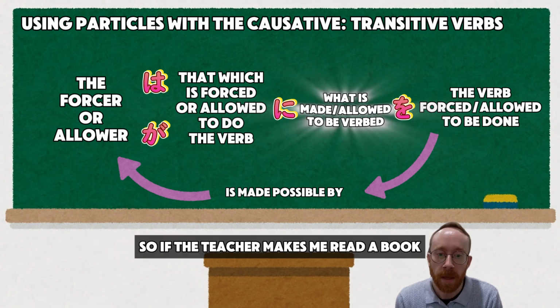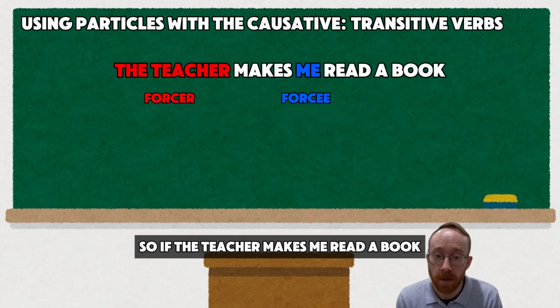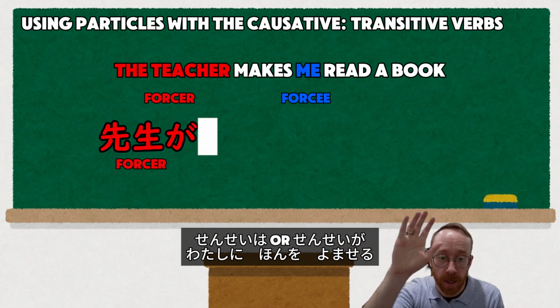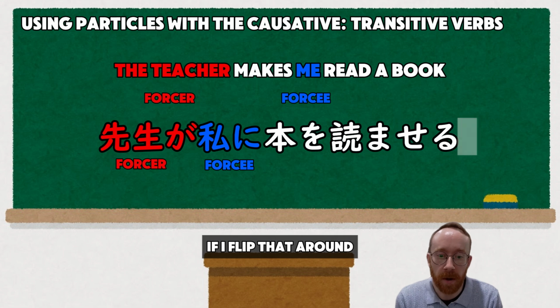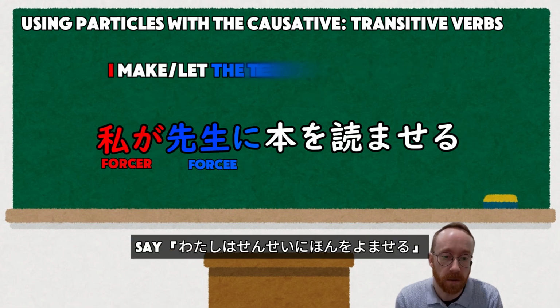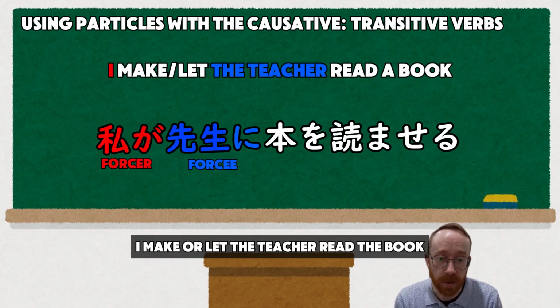So if the teacher makes me read a book, sensei wa or sensei ga, watashi ni hon o yomaseru. If I flip that around and say, watashi wa sensei ni hon o yomaseru, that would be that I make or let the teacher read the book.